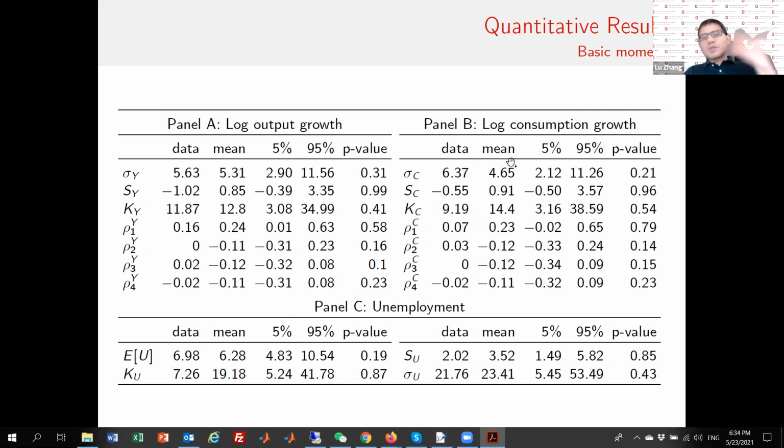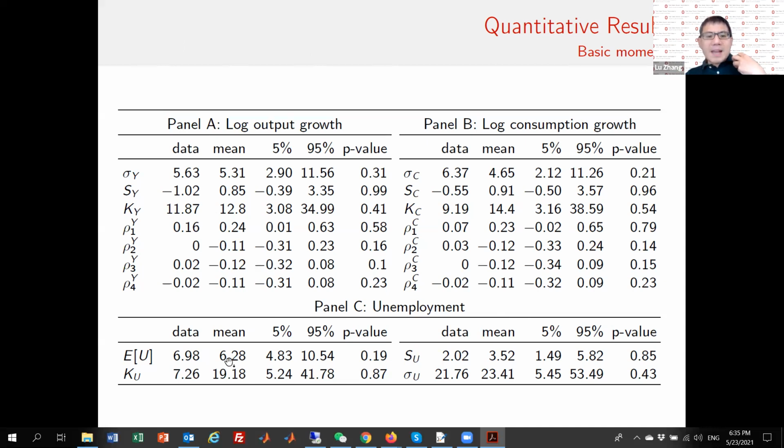The consumption volatility is a bit lower than that in the data. It's a bit of a peculiar feature in the data. In the historical data panel, the consumption volatility is actually a bit higher than the output volatility because of some government purchasing during the wartime period. Our focus in this paper is on macrodynamics, and therefore we are matching the model output volatility to the data output growth volatility.